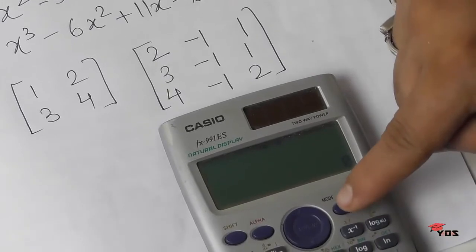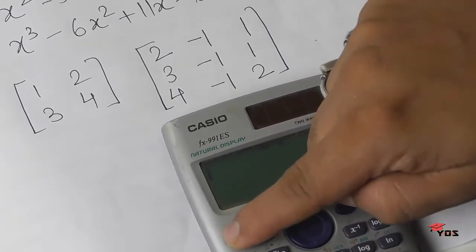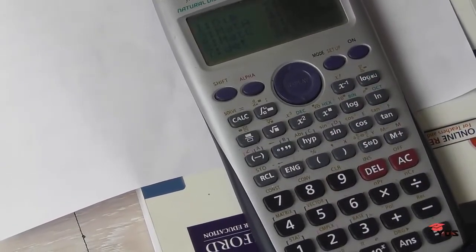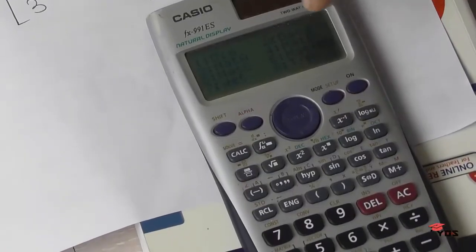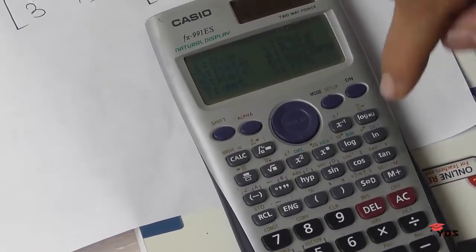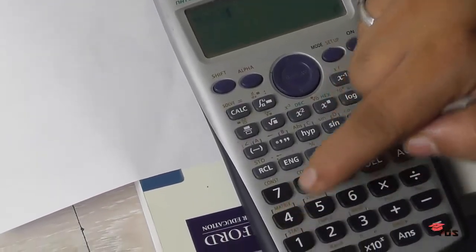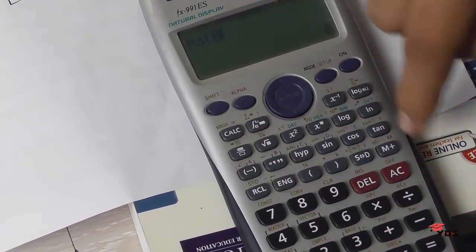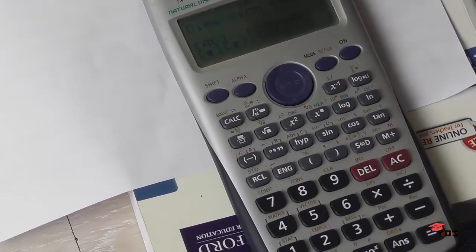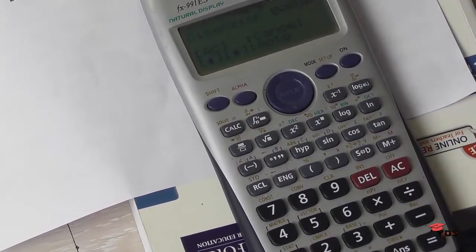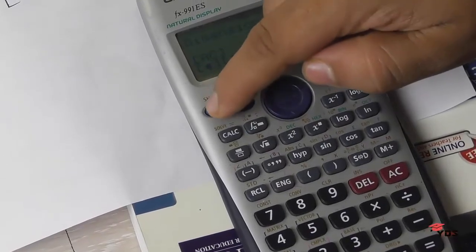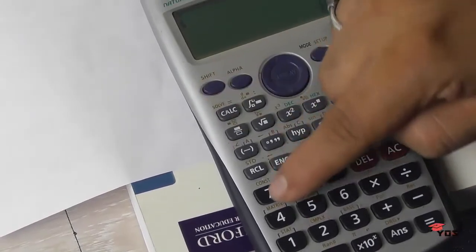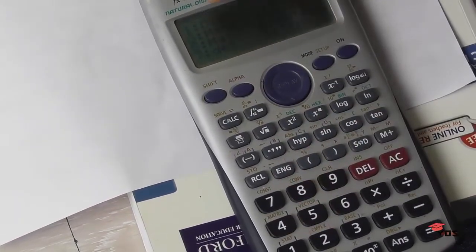So what we have to do is go to shift, then matrix, then we will be entering another matrix. So we consider the matrix B, and for B we have choice 4. So if we press 4, then we have to enter this. If we want to see this matrix, we have to set the dimension of this matrix first. Then we will go to shift, then matrix.